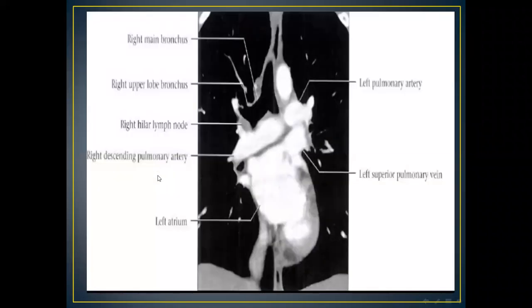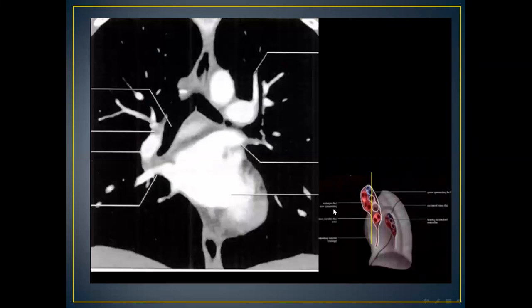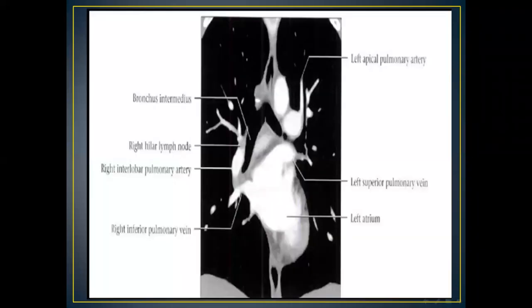It differs on the left side because here the most superior one is the left pulmonary artery, followed by the bronchus, and then either the superior or inferior pulmonary vein. As it is shown here, this is the artery, the left pulmonary artery, and the bronchus, and then the inferior or superior pulmonary veins entering the atrium.